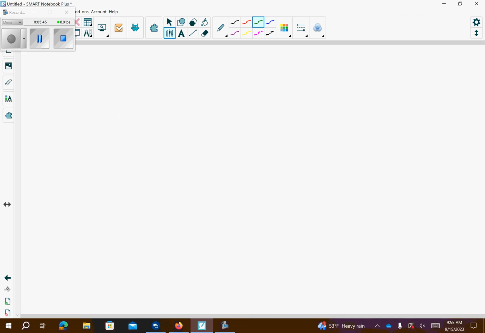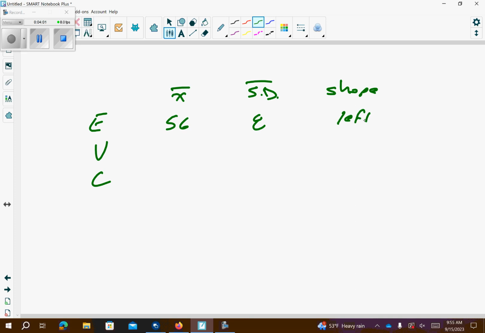Number 4, you have these towns, Edmonton, Vancouver, and Calgary, the average, the standard deviation, and then the shape. Okay, so this is 56 and 8. And this is left. We have 71 and 10. This is normal. And then we have 71 and 14, which is also normal.